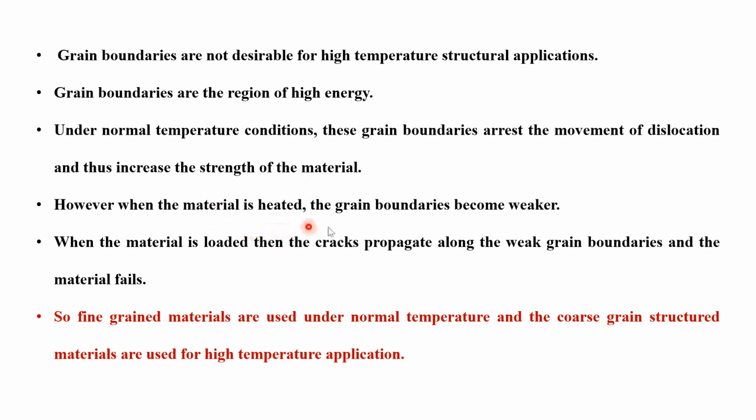But when materials are heated, what happens? Vibrations become more, there will be more amount of thermal diffusion happening, and hence grain boundaries become weaker and they will slide past one another. And that is how the material fails at high temperature. Therefore, fine grained material will be used in the normal temperature condition, and coarse structured materials will be used for high temperature application. Is that clear?